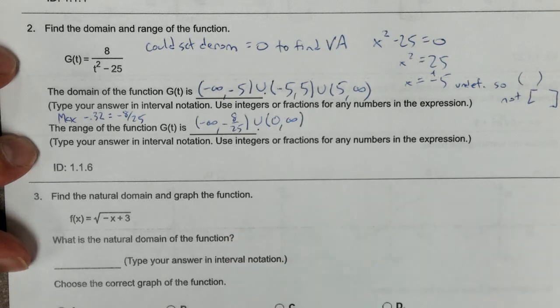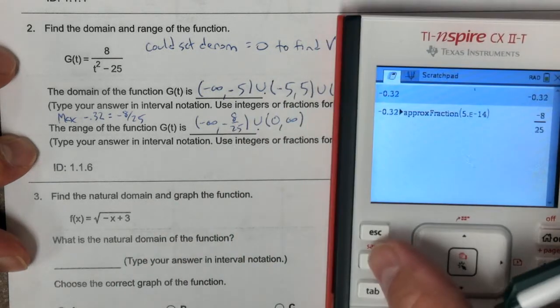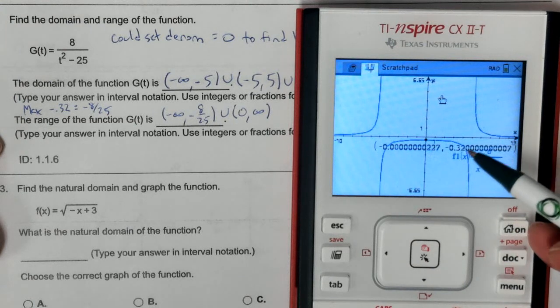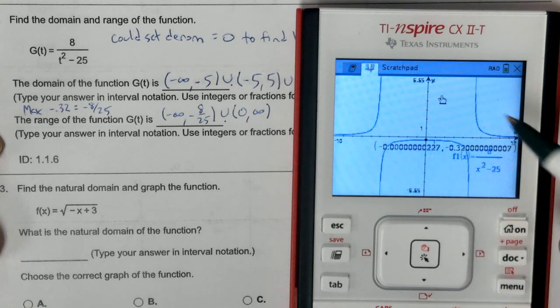So on this part, we go back to it. It had a maximum right there. I used my y value to get that maximum. And then this had a horizontal asymptote at 0, at the y equals 0.